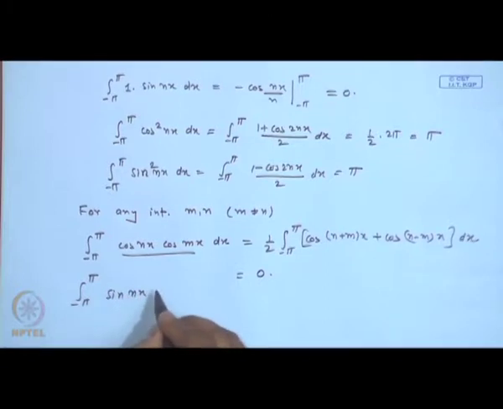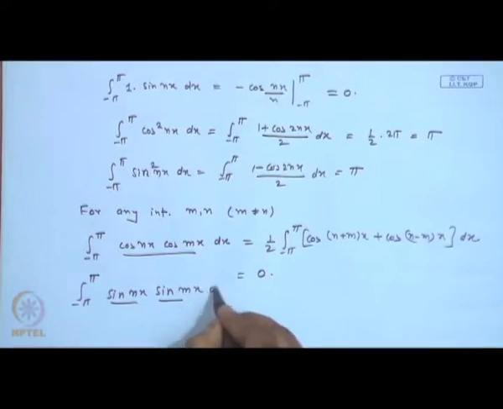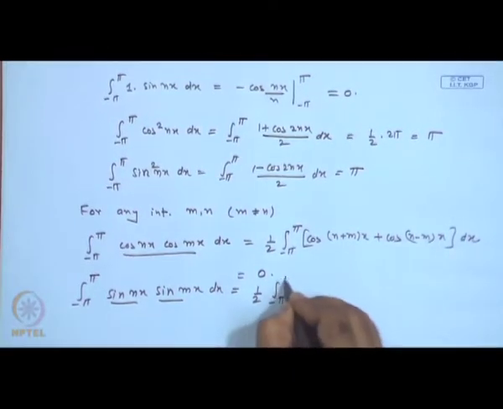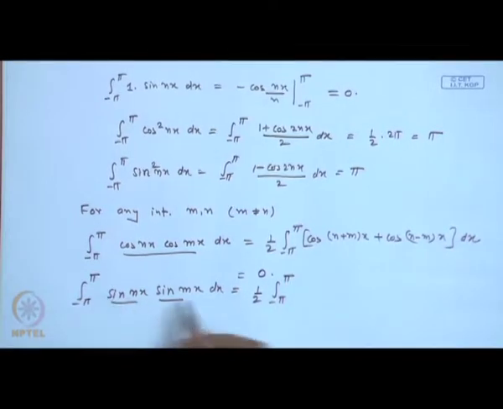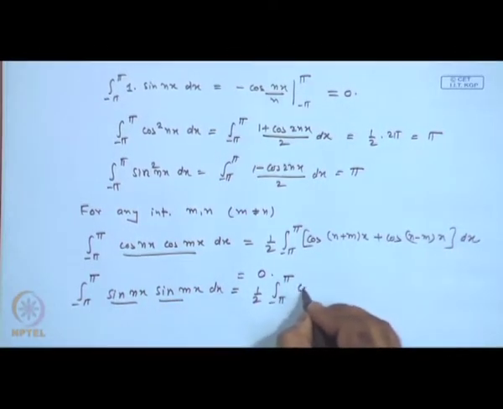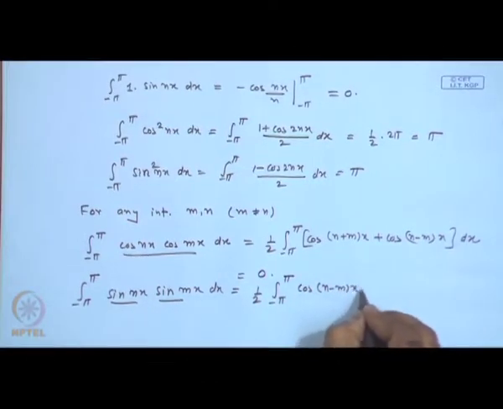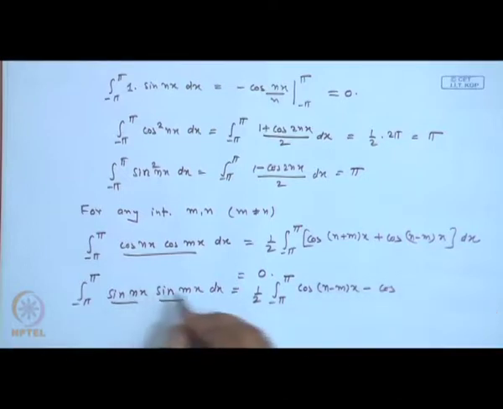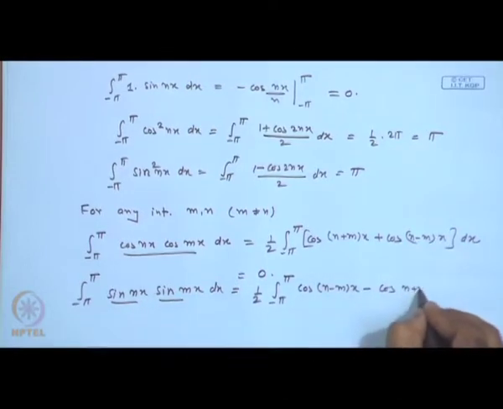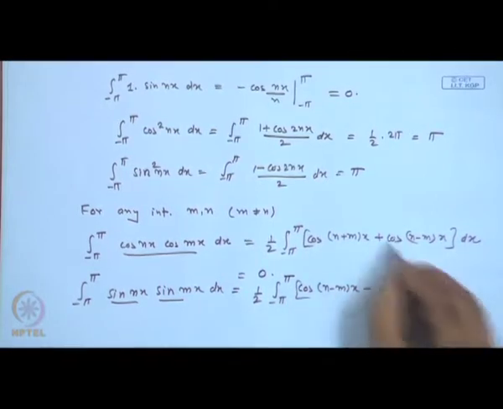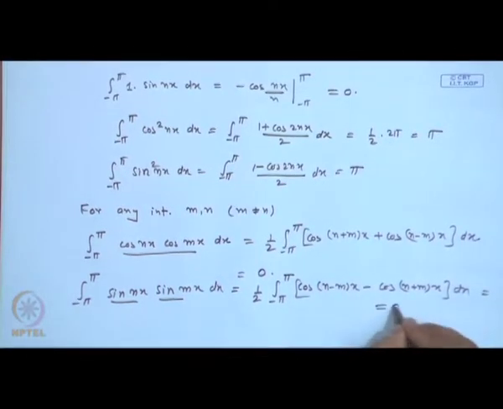Similarly, if we take sin nx and sin mx, the product of these two functions, we can again see that this will also be 0. So, 2 times this will be cos (n minus m)x minus cos (n plus m)x dx, and for the same reason this is equal to 0.